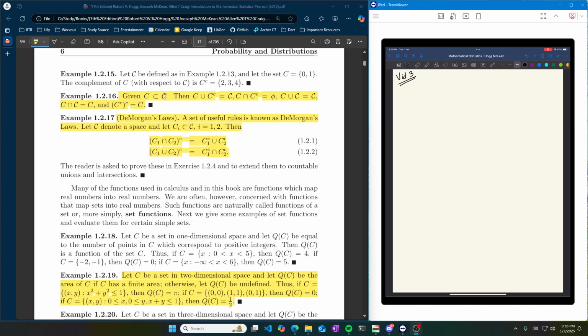Given C is a subset of this particular set, and C union C complement is the whole set itself, and this is obvious. So let's assume something like this. Let's assume that this is this curly C, right? That this set, and within that there's a subset which looks something like this.